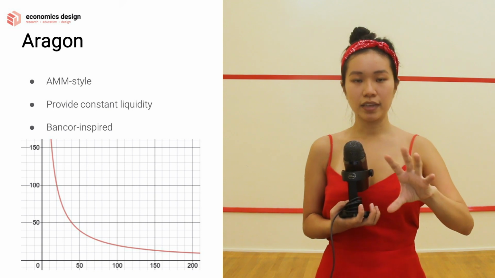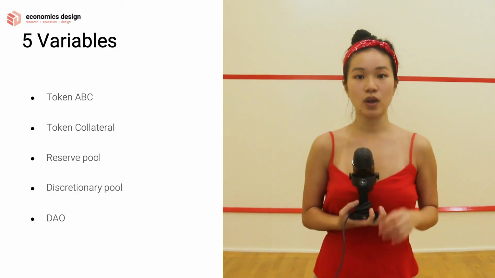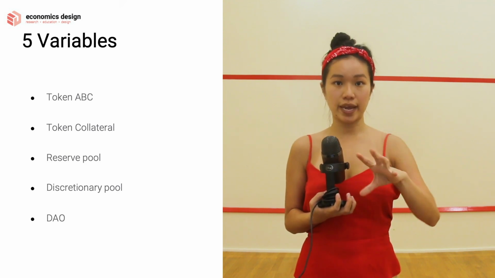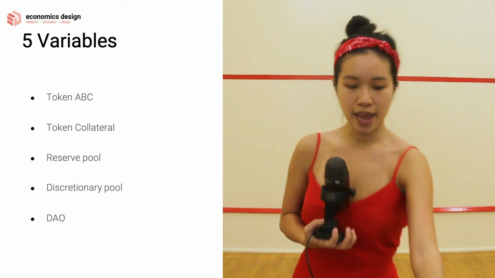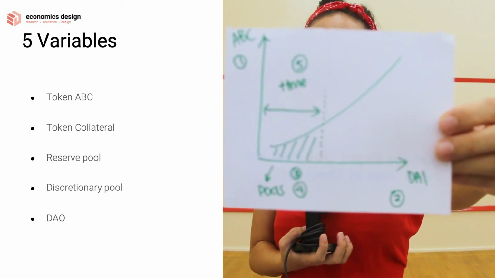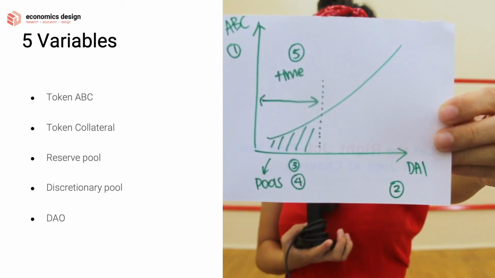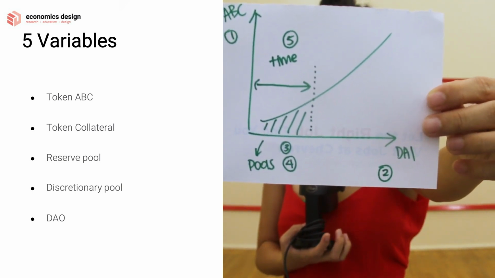How is the bonding curve used specifically in the Aragon platform? Once again, they have 5 different variables. They have the connection with token A and token B. So token A will be your token ABC, and token B will be your collateral token. So once again, we can imagine a graph with an axis of token ABC on one side and the token DAI, which is the collateral, on the other side.